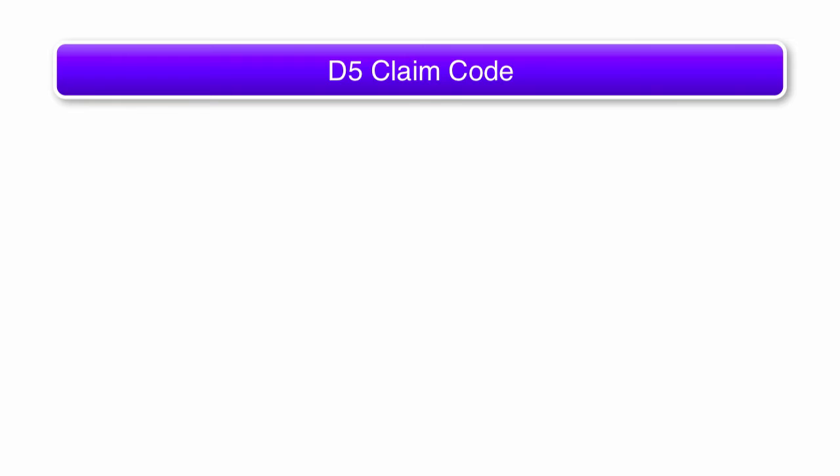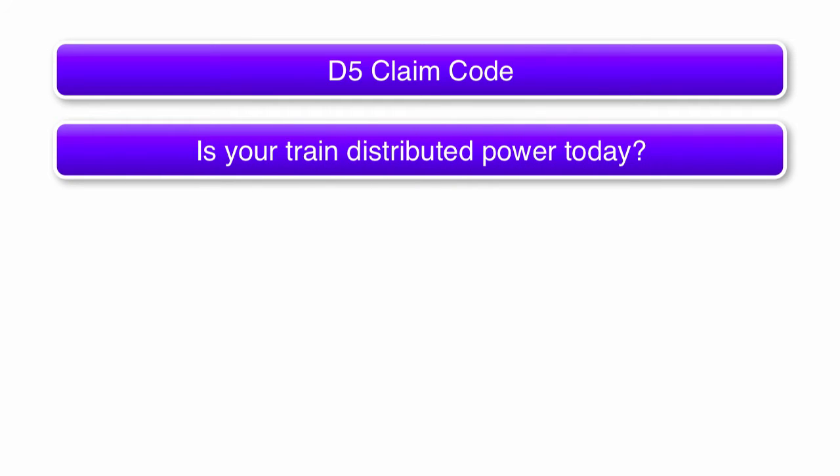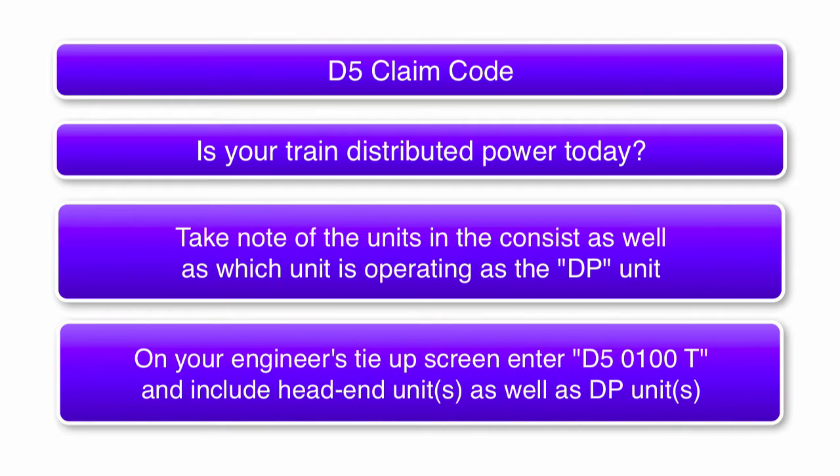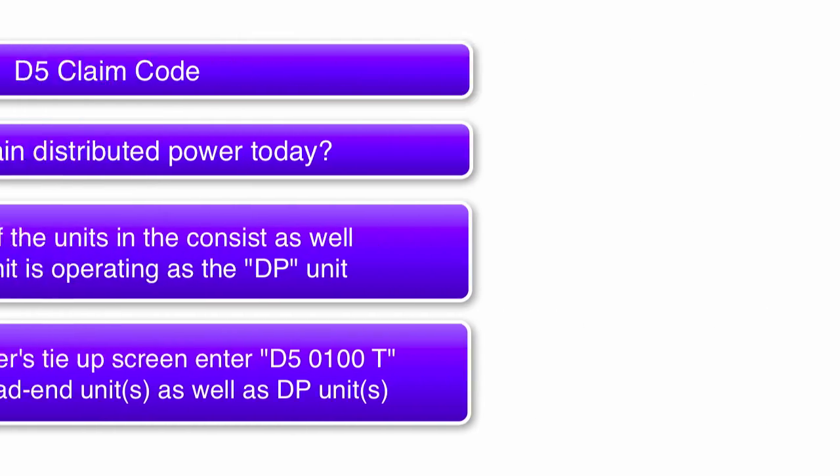The D5 claim code, this is a claim code that's only for your engineer, but since you're tying up their ticket, you're going to be entering this for them. They're entitled to 1 hour of pay for operating a remote unit on their train. So anytime you have a distributed power train, you automatically know your engineer is entitled to this D5 claim code. What you want to take note of is the engines in your consist, as well as which engine or engines were operated remotely, because they'll ask you that on your tie-up screen.